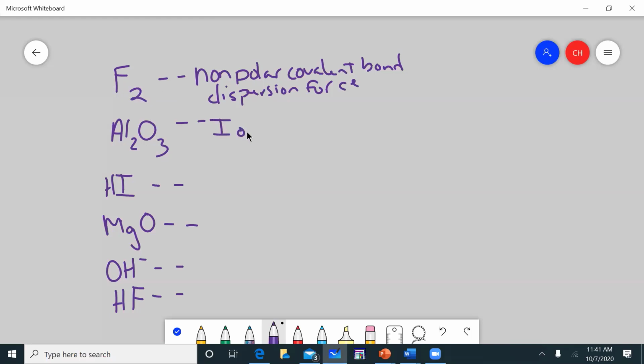Here, this is ionic. So the force is also ionic. This is the strongest. This here, we have a polar covalent bond. So they are sharing the electrons. They're both nonmetals. They're not sharing them equally. But it's not a hydrogen bond because hydrogen is connected with iodine here. So this is a polar covalent bond, and it's going to be a dipole force.